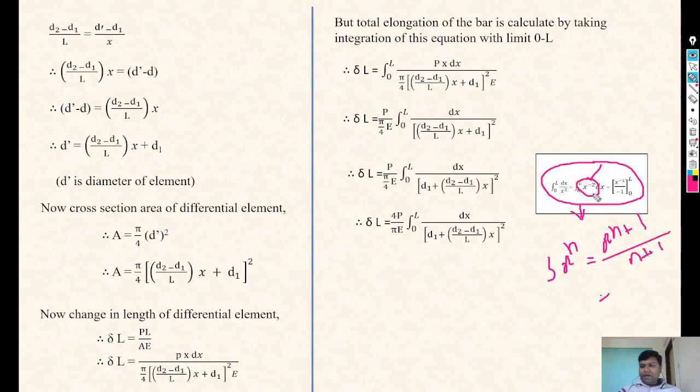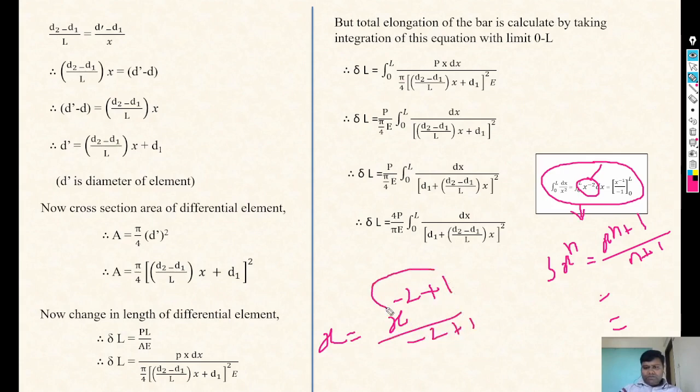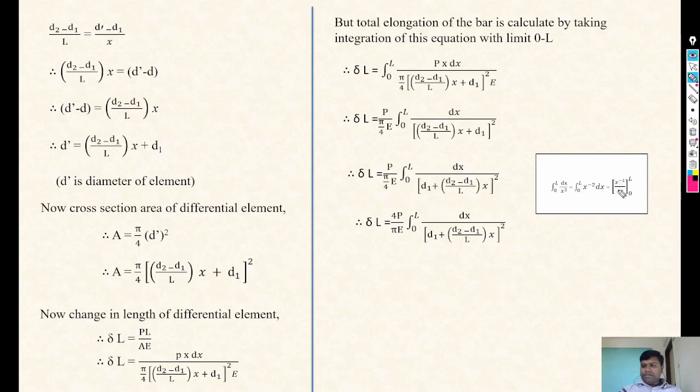But here the power of x is minus 2, so the integration is x raised to minus 2 plus 1 divided by minus 2 plus 1. Minus 2 plus 1 is minus 1, and this is also minus 1. So we can write the integration as x raised to minus 1 divided by minus 1.